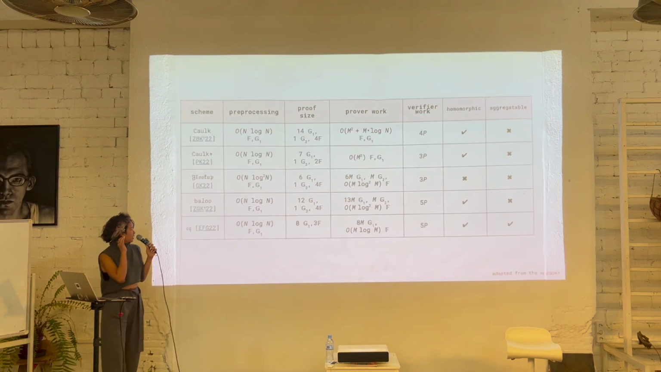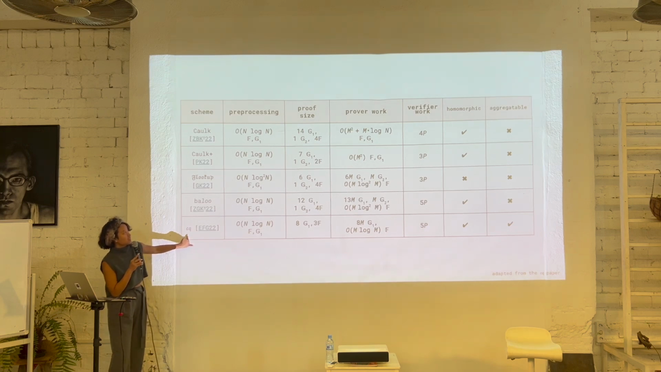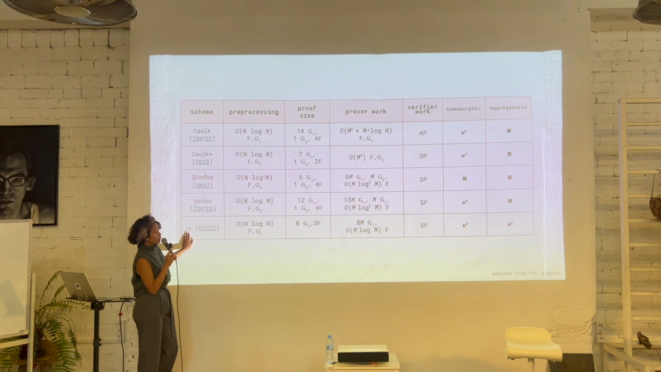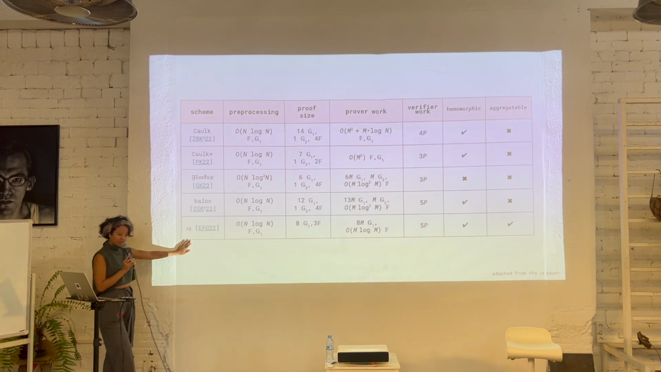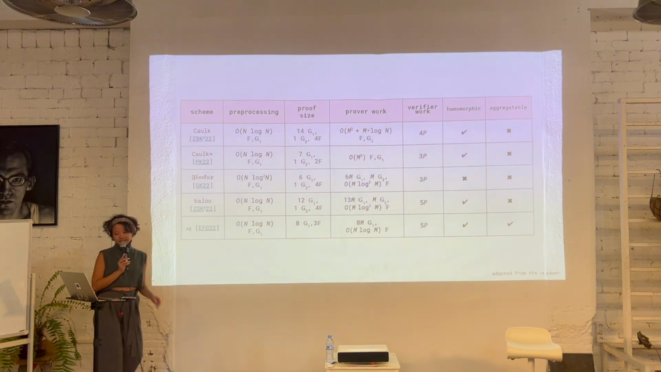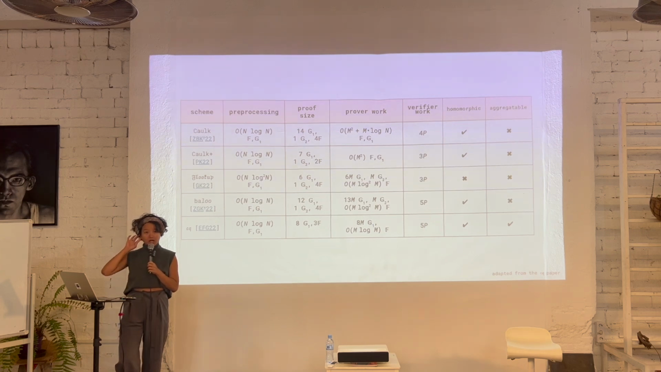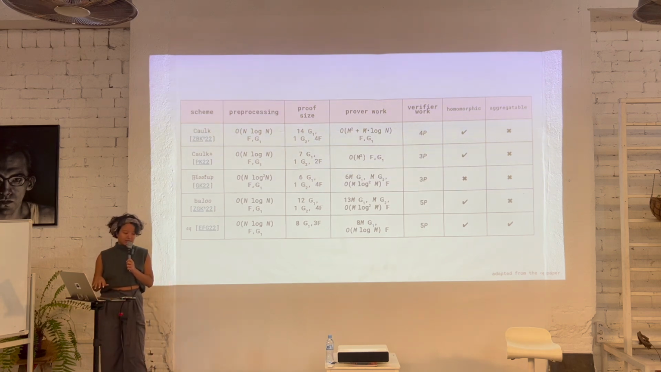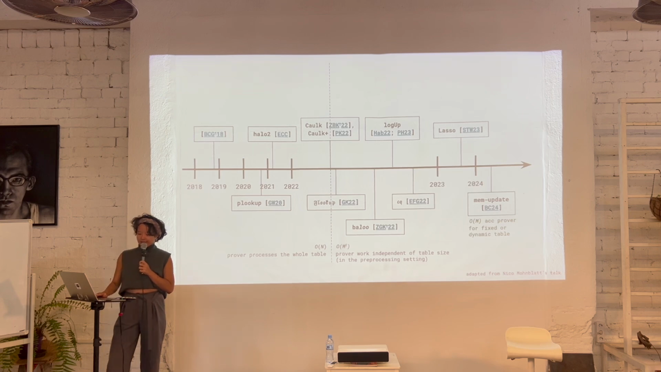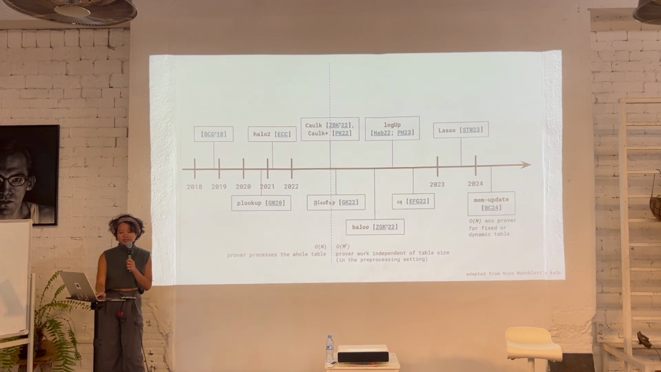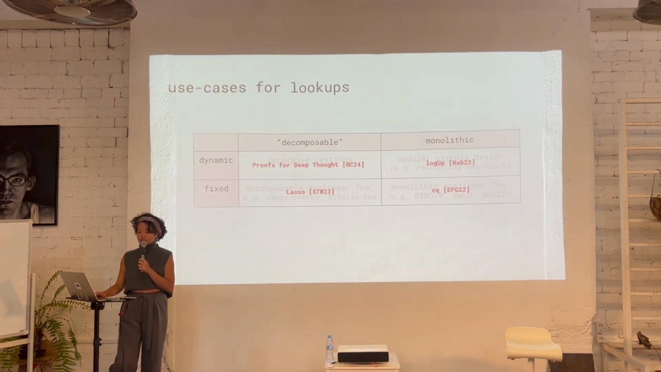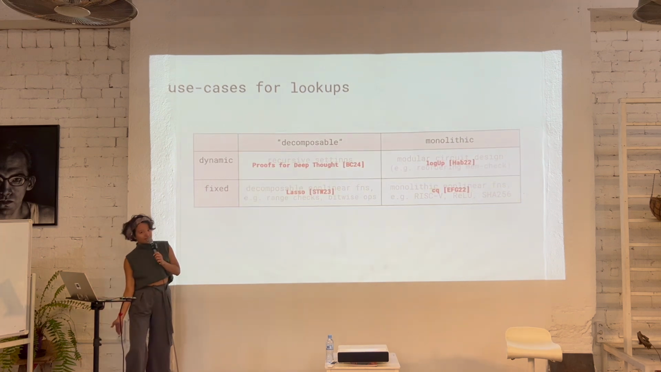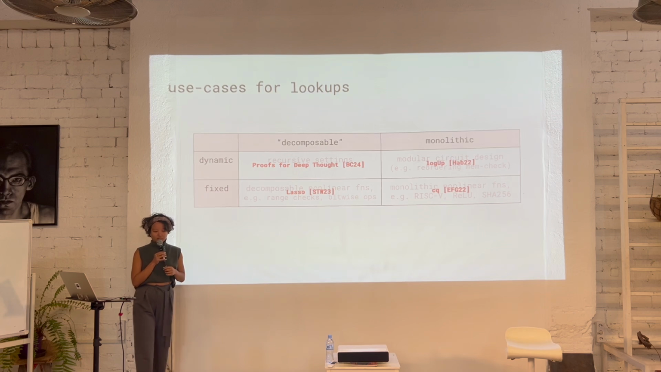So here's a timeline, and this table is outdated. It ends at CQ. It was adapted from CQ. And I think why it's difficult to update this table gets to a very core subtlety. It's difficult in general to benchmark lookups, and the reason being that different lookups are optimized for different use cases.